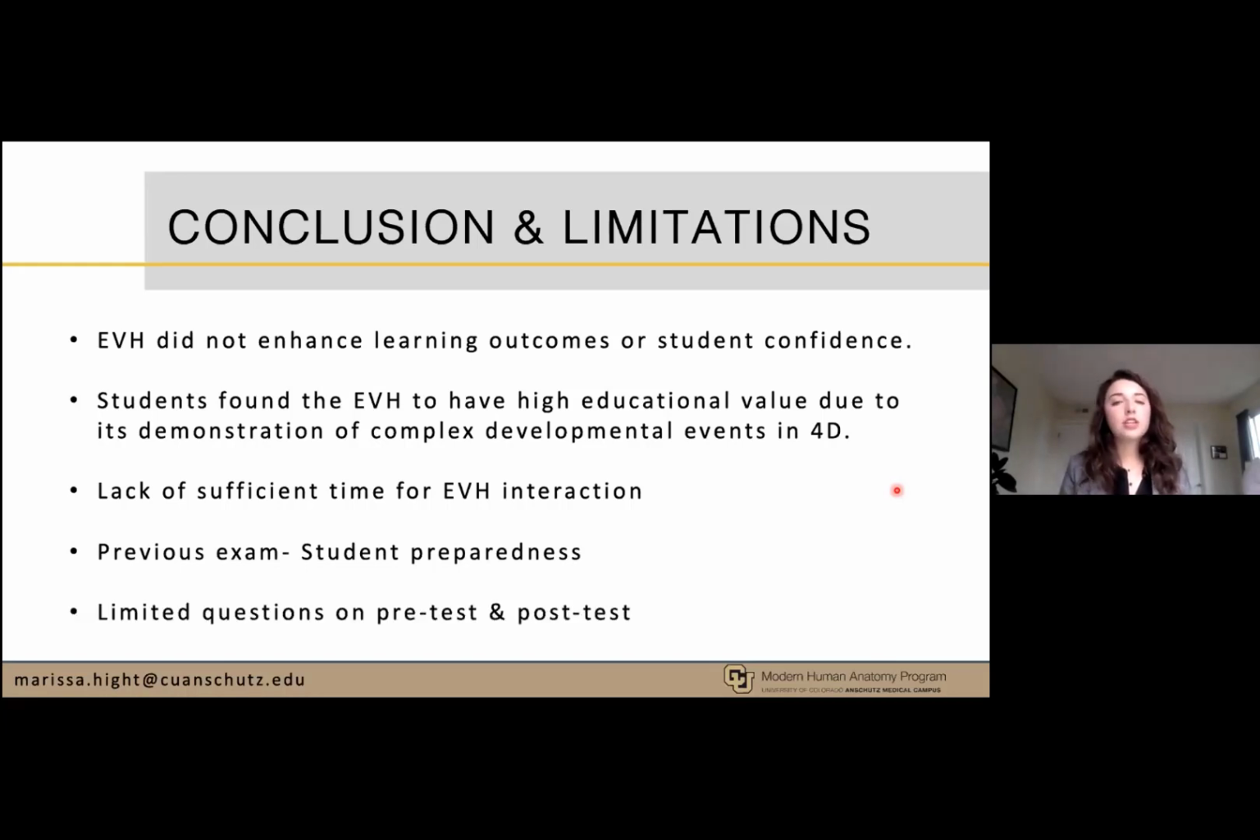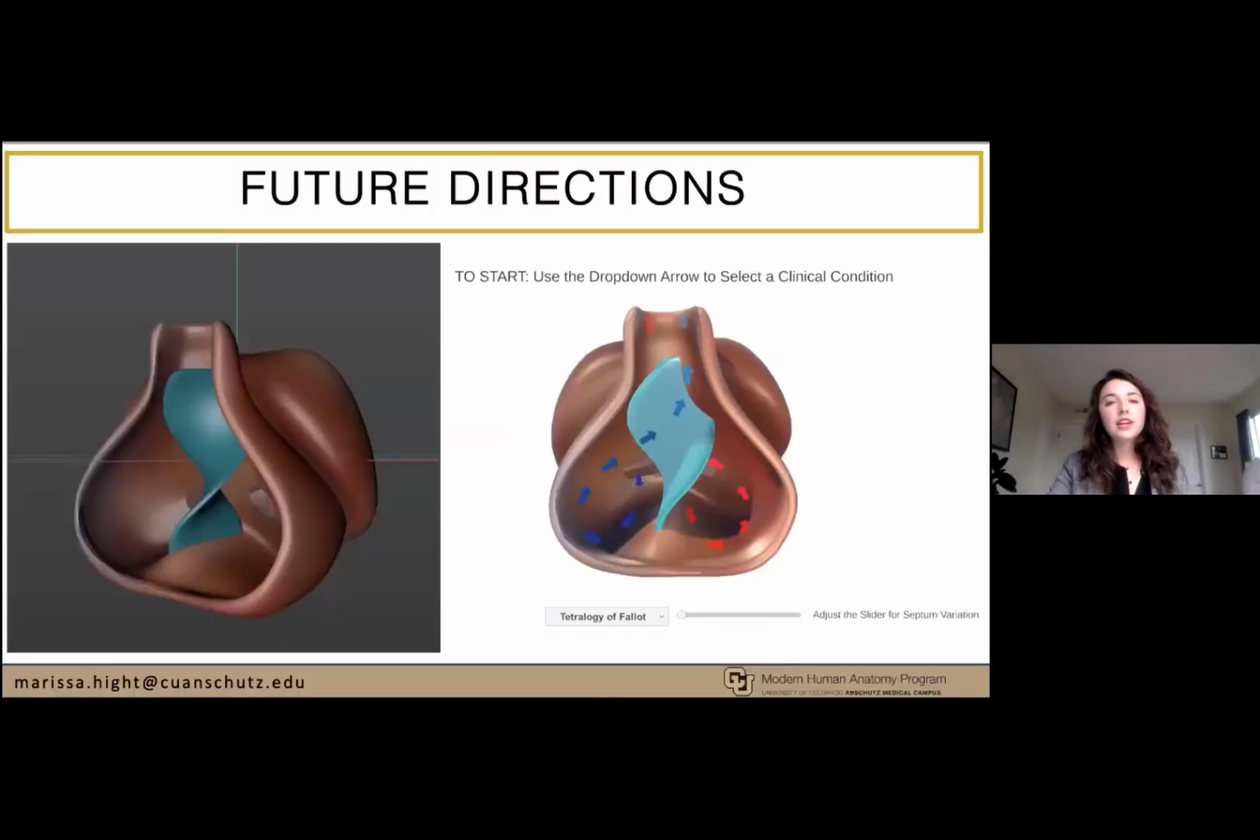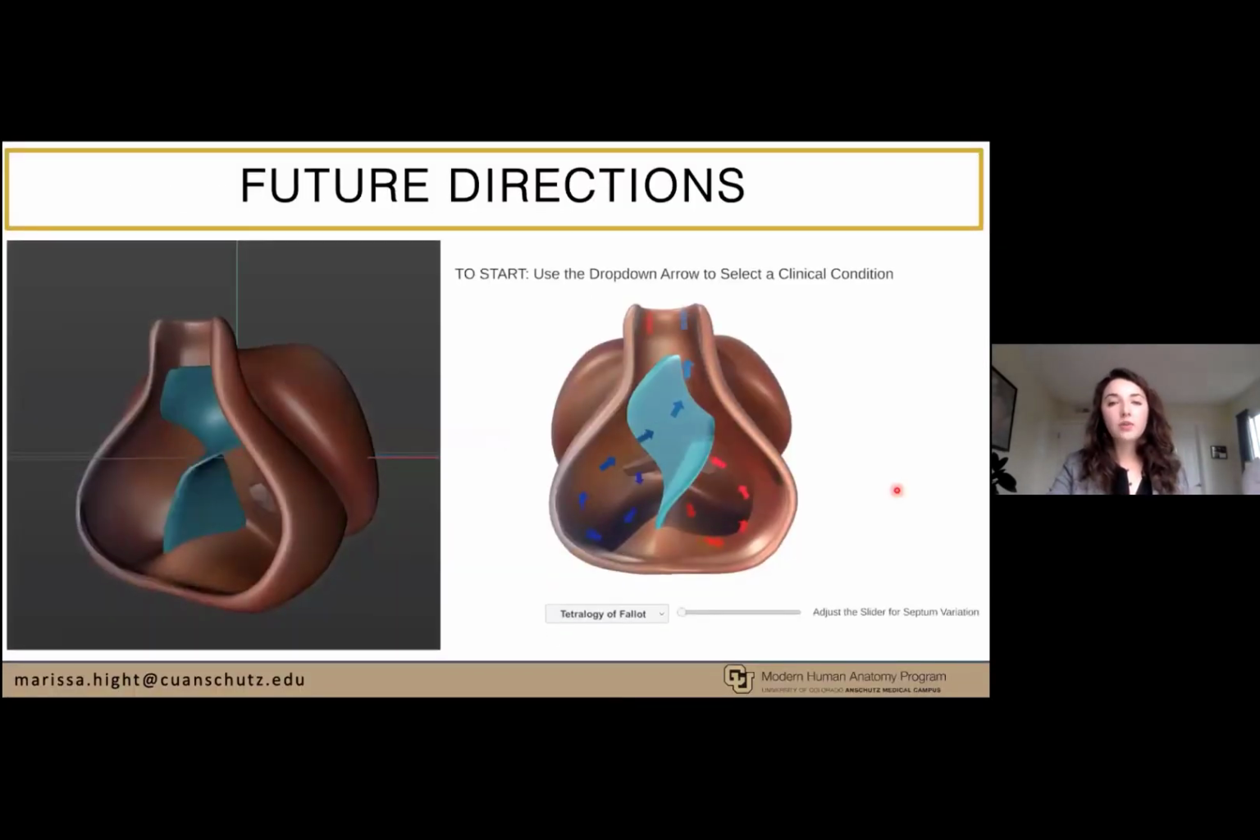As well, there were limited questions on the pre-test and post-test. Things were changed, and there were actually only 5 questions. So if students got even one question wrong, they were already sitting at 80%. It's hard to see a statistical difference when one question versus 2 questions makes a huge difference in their score. Some future directions for this model: I've taken into account what the students have said, so I'm trying to include a heartbeat, get the septum to move and change, as well as add blood flow, in an app form, to help students gain a better understanding of how the blood flow changes with each clinical condition.